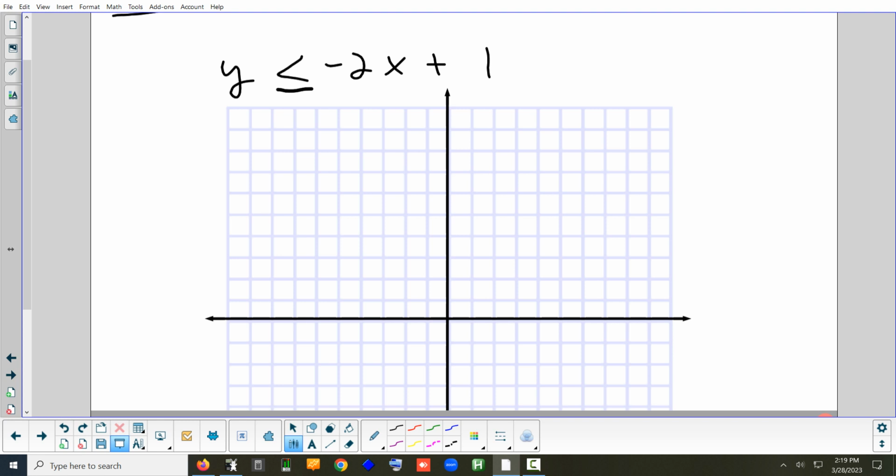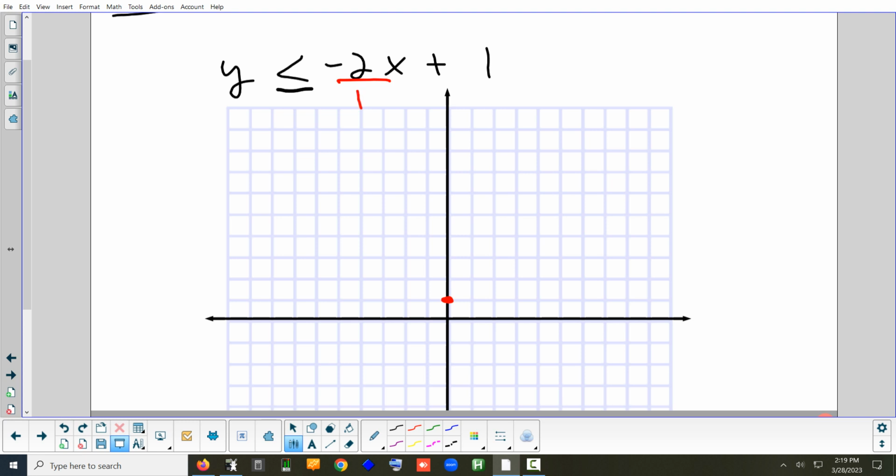First thing I gotta do is draw my line. Joe, what's my y-intercept? 1. Yep. So I'm gonna put a dot at 1. And how about Abby? What's my slope this time? -2. And so we can think of it as rise over run. What number am I going to put in the bottom?